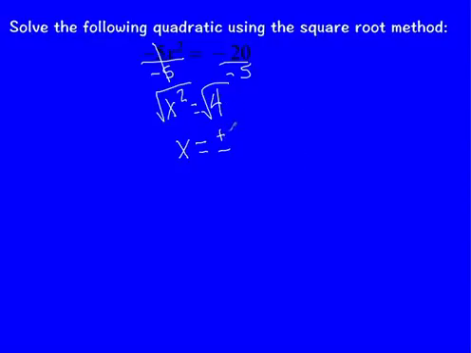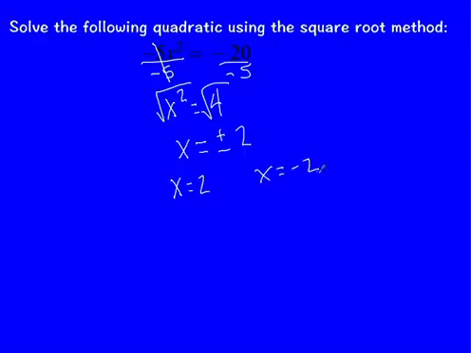Then I think about square root of 4. 4 is a perfect square, which means that there's a number that I can multiply by itself to give me 4, and that number is 2. So I have two answers. I have x equals positive 2, and I have x equals negative 2.